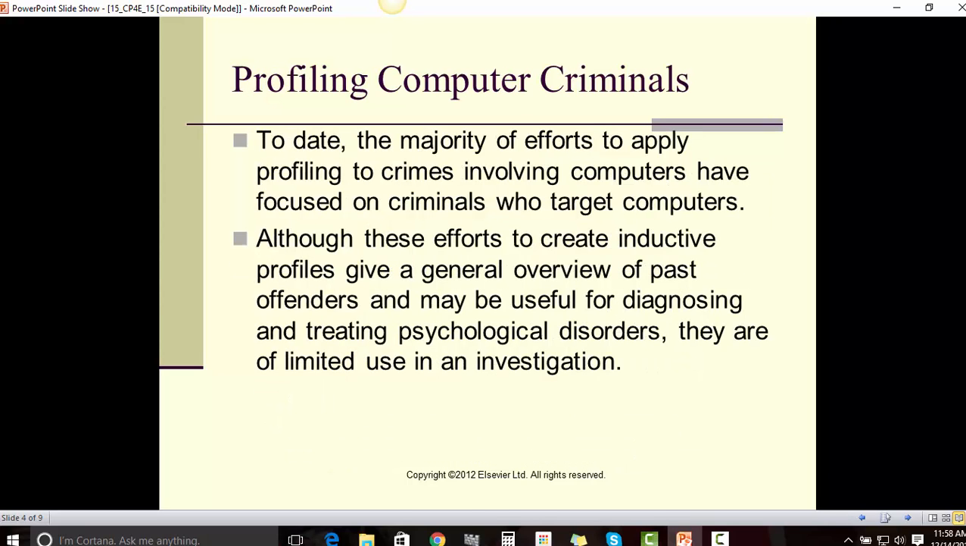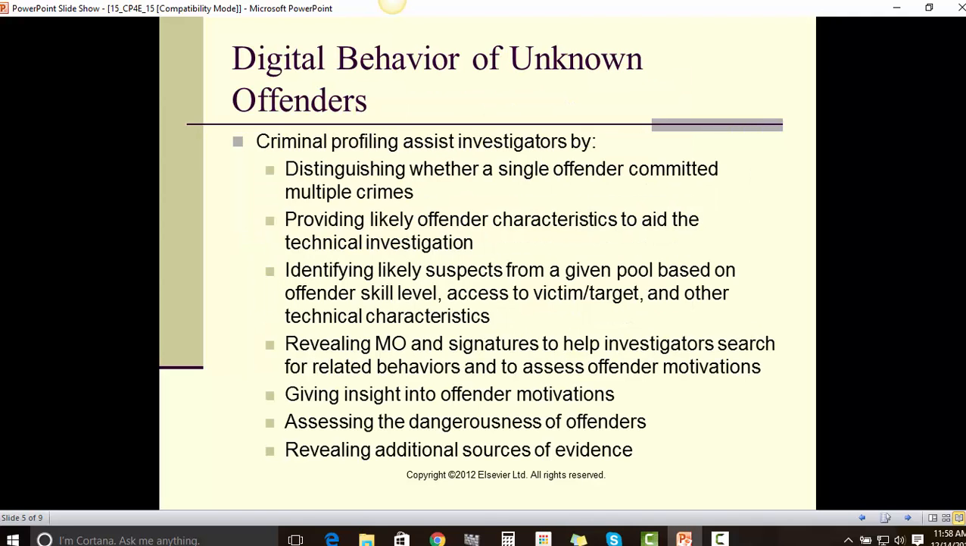Profiling computer criminals. To date, the majority of efforts to apply profiling to crimes involving computers have focused on criminals who target computers. Although these efforts to increase inductive profiles give a general overview of past offenders and may be useful for diagnosing and treating psychological disorders, they are of limited use in an investigation.